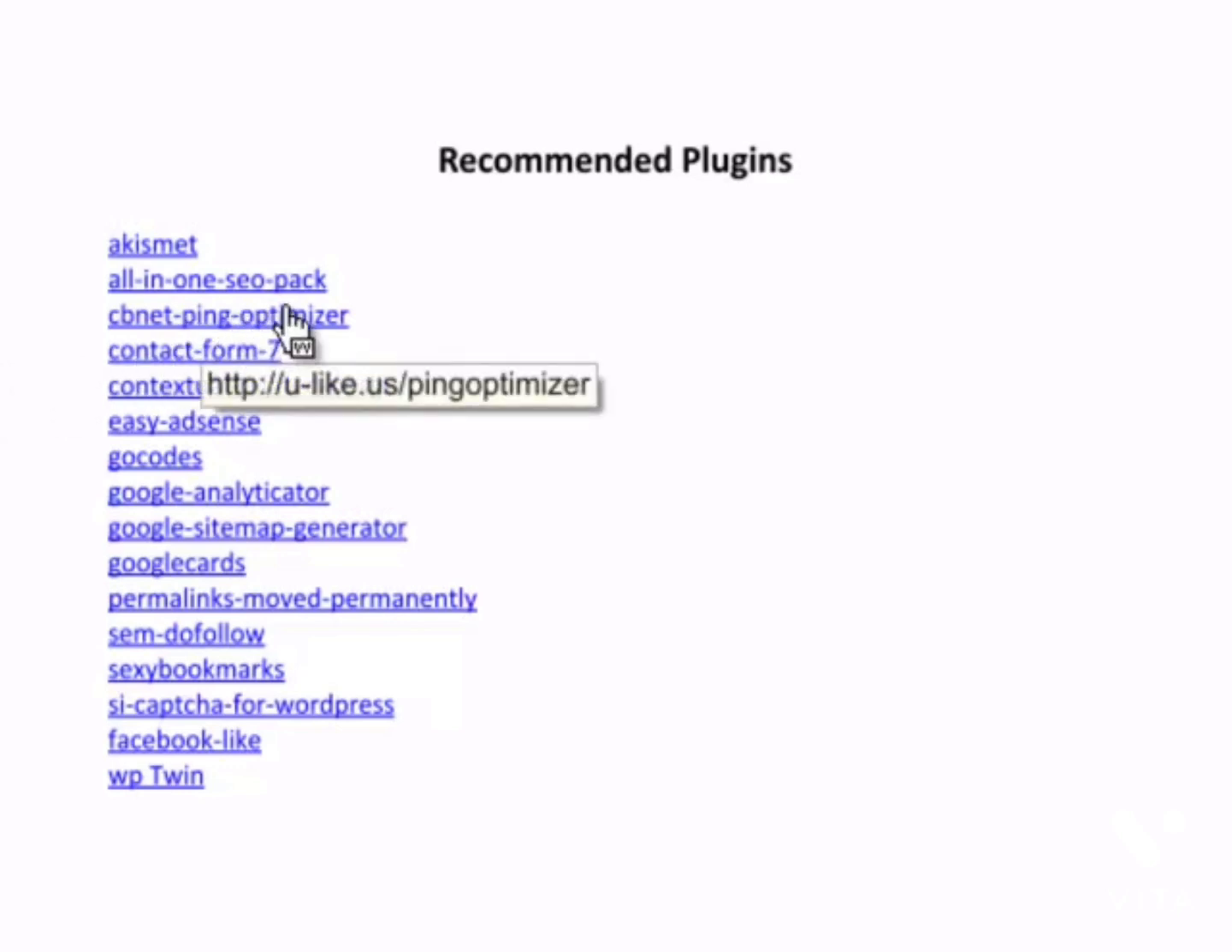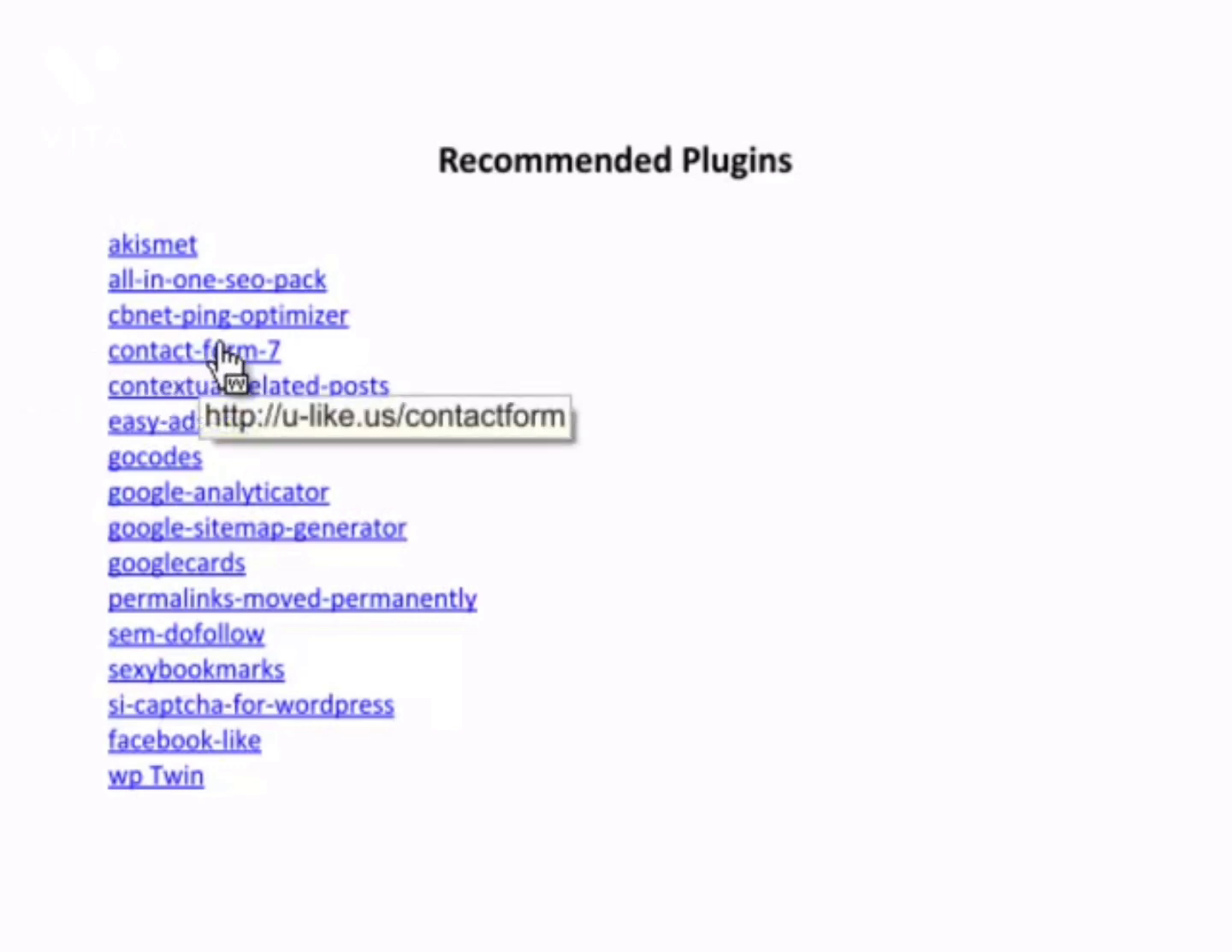CBNet Ping Optimizer limits the number of times you ping your update services, which we'll talk about in a little bit. But anytime you make an edit, the update services get pinged, and you can actually be banned from some of those update services, which is bad for your search engine results. Contact Form 7 is a great contact form, allowing people to get a hold of you without them having to know your email address. It's just a forms-based thing.